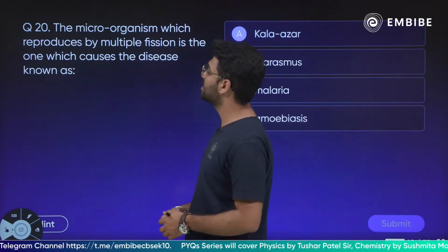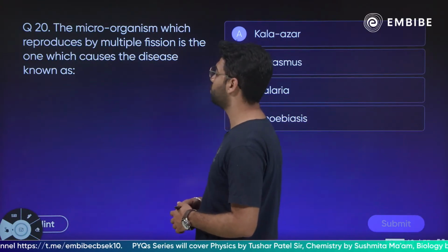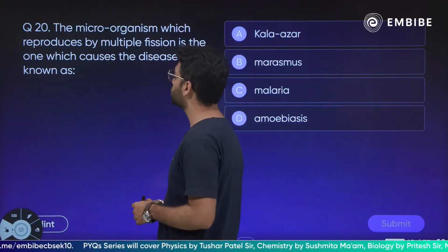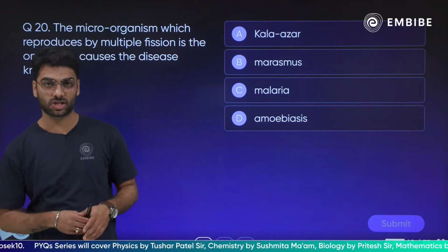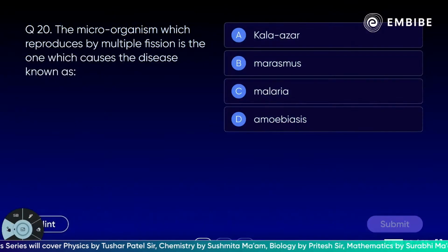The microorganism which reproduces by multiple fission is the one which causes the disease known as dash. So it is something that undergoes multiple fission and it causes a disease. So multiple fission, kala azar, marasmus, malaria or amoebiasis. Which of these undergoes multiple fission? Okay, Aarti saying malaria, rest you guys are saying kala azar.